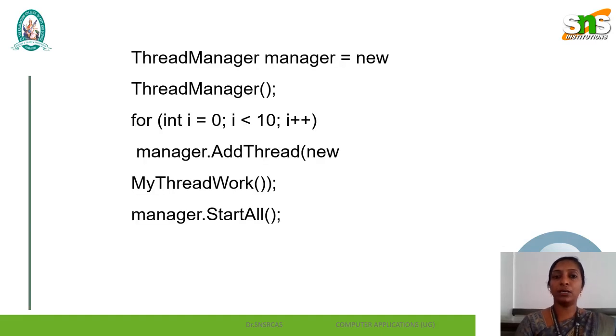Next, thread manager. Thread manager is the keyword, and manager is the class name. It creates a new thread manager, and within the function we have to declare a for loop statement. It will create a new thread until our task is completed. After our task is completed, we have to analyze the thread manager.